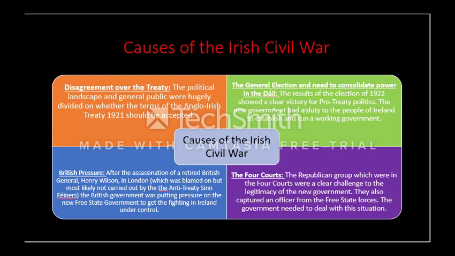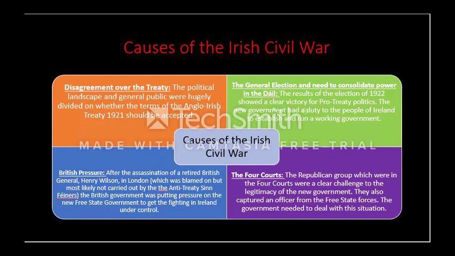We have the general election and the need to consolidate power. So the results of the election show a huge, clear victory for pro-treaty politics. And this government now has a duty to the people of Ireland to establish and run a working government. They need to have a government that's actually going to run the country and work for the country. So they have a lot of issues to deal with, and they can't just be ignoring the anti-treaty side if the anti-treaty side are causing trouble.